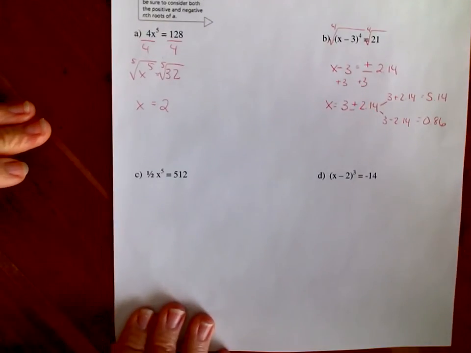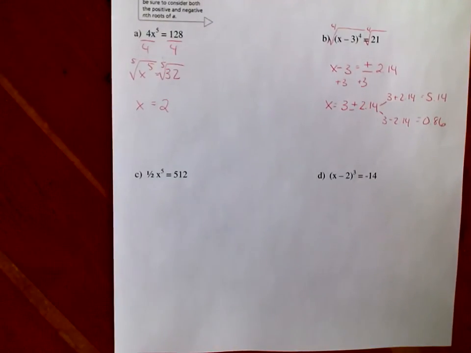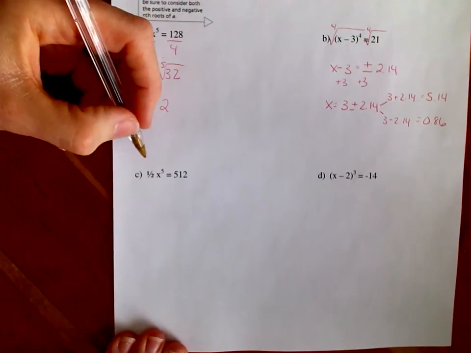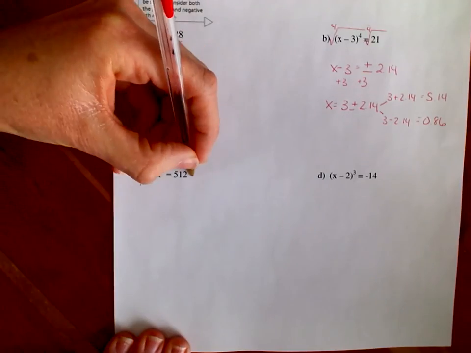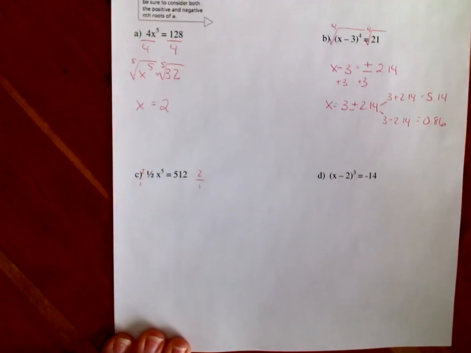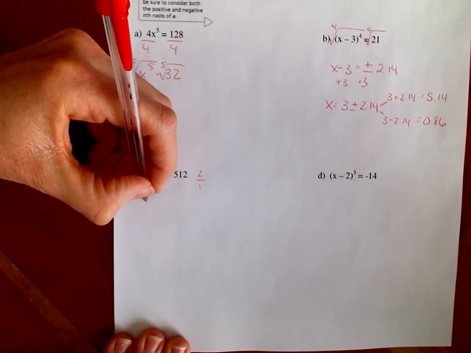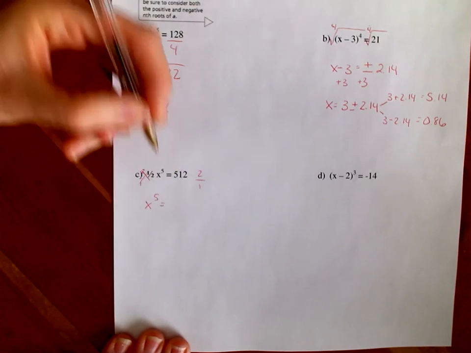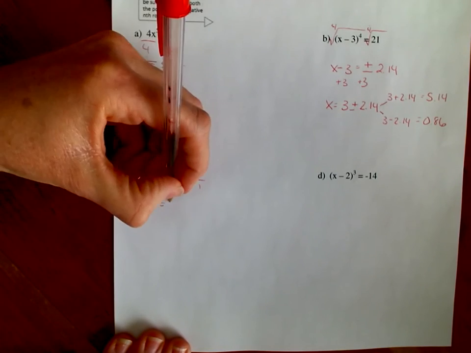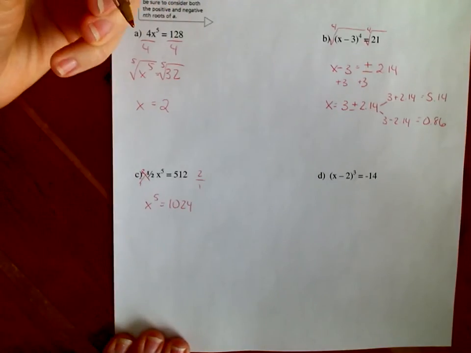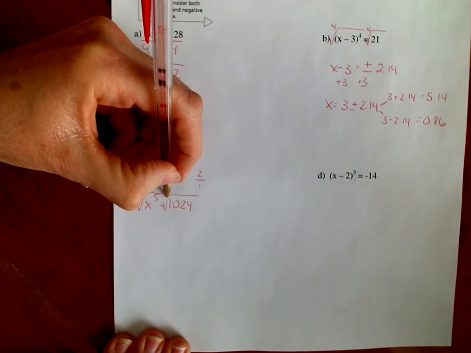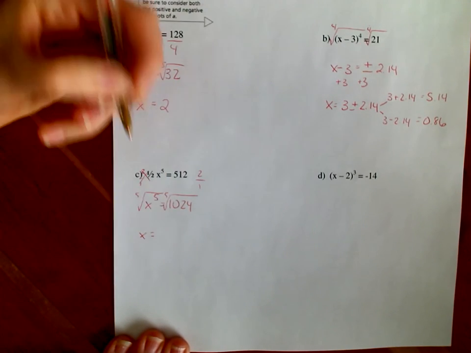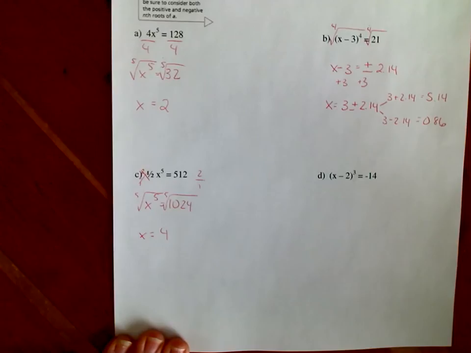Let's review one with a fraction. Example C is very similar to example A. I need to undo the 1/2 first. Remember, the best way to undo a fraction is to multiply by the reciprocal. So I'm going to multiply both sides of this equation by 2 over 1. That will undo the fraction. I will just be left with x to the fifth, and 512 times 2 gives you 1024. Again, to undo the fifth power, I'm going to use the fifth root, and that will give me x equals 4.